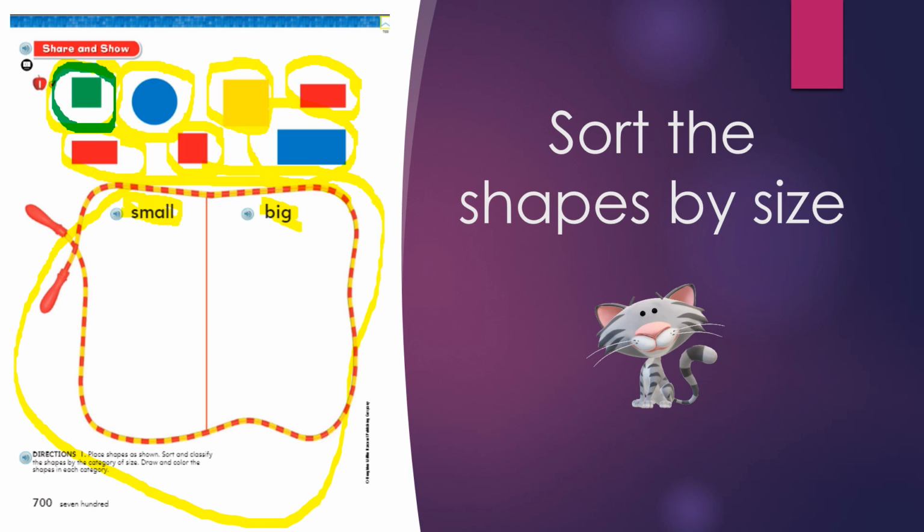Okay, all right. I think it's a small shape too, because if you look, the green one looks small, and the yellow one looks big, right? So we would put the green one down here into the small box, all right? And then the big yellow square would go down into this box.